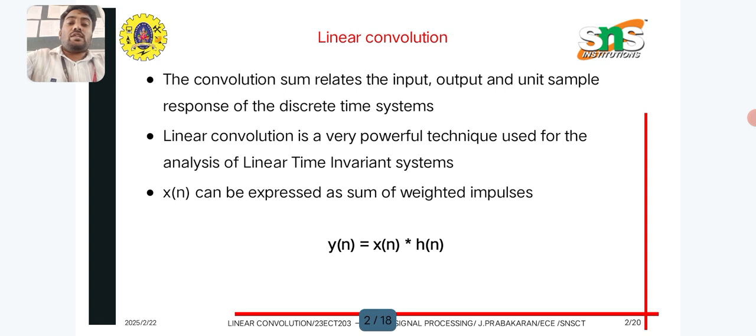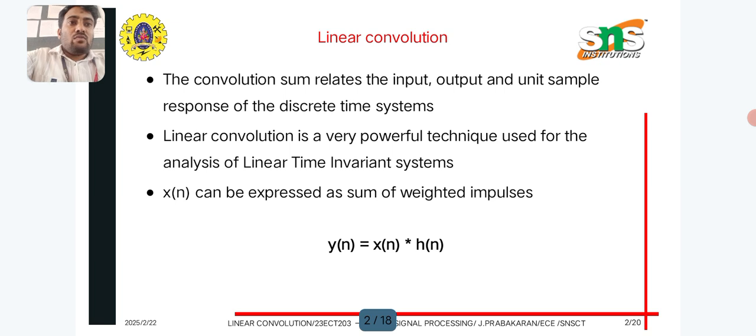Linear convolution is a mathematical operation used in signal processing to combine two signals and determine how one signal modifies the other signal. It is commonly used in linear time invariant systems to compute the output when given an input signal and an impulse response. The input signal is represented by x of n and the impulse response is represented by h of n.